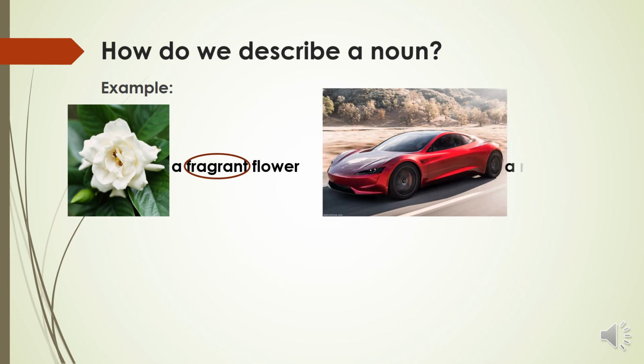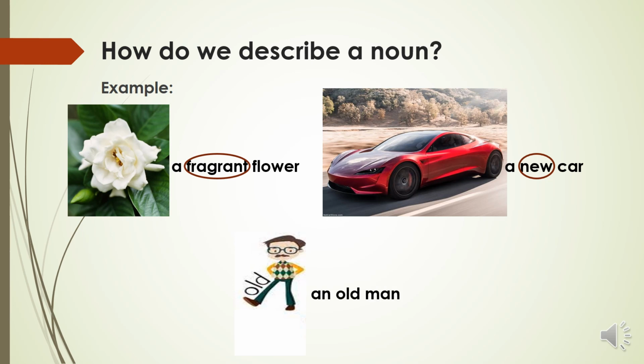Another one is a car, a new car. The encircled word is new. The word new is also an example of an adjective. A man, an old man. To describe the man, we have used the word old. Old is an example also of an adjective.